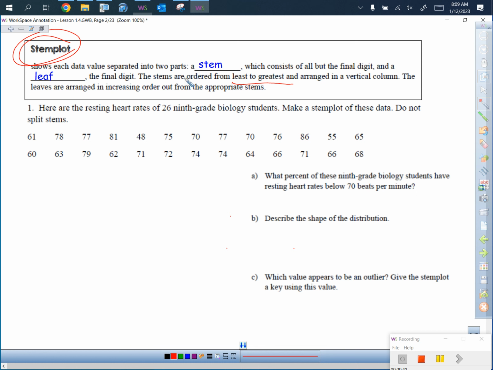Off to the side here is a bunch of data about the resting heart rates of 26 ninth grade biology students. Resting heart rate just means how your heart is beating after you've been sitting there for a while. So check it out. Here's what I want you all to do. Let's find the smallest number in the list. Can we find it? And maybe just circle it. Who is the smallest? Some people's eyes are better than others. Help me out. Which one was the smallest?